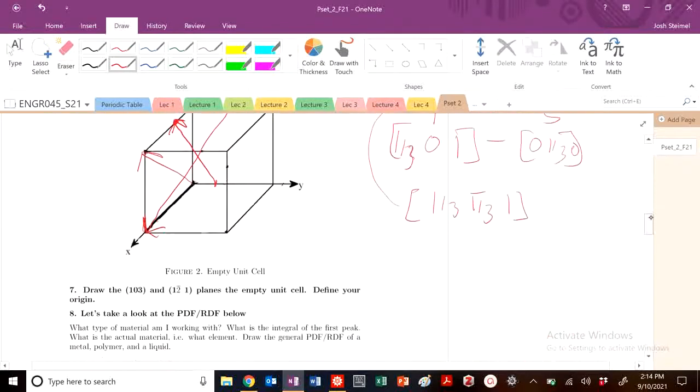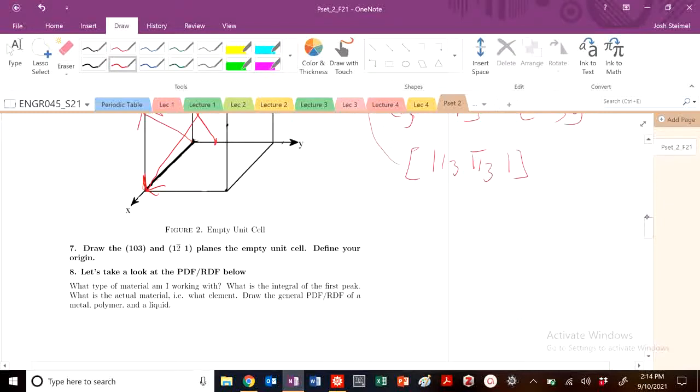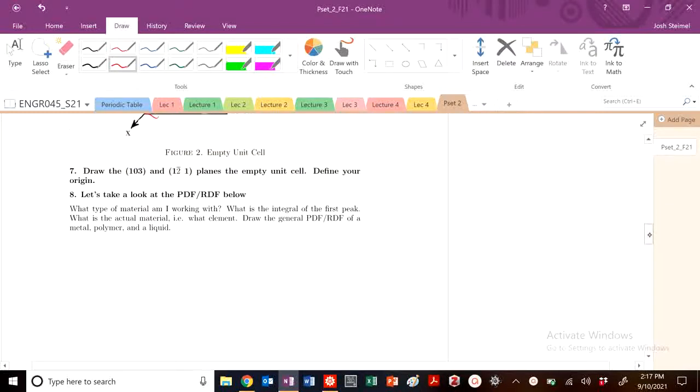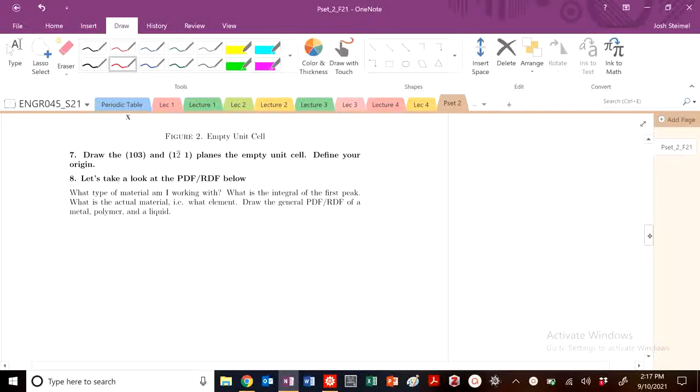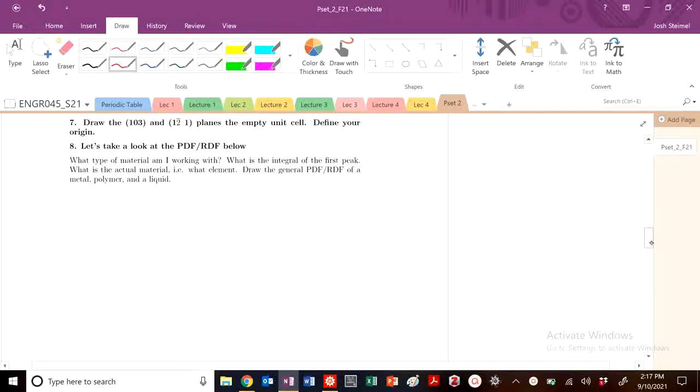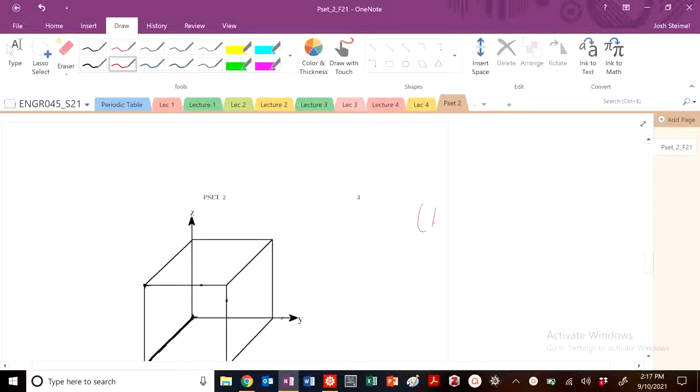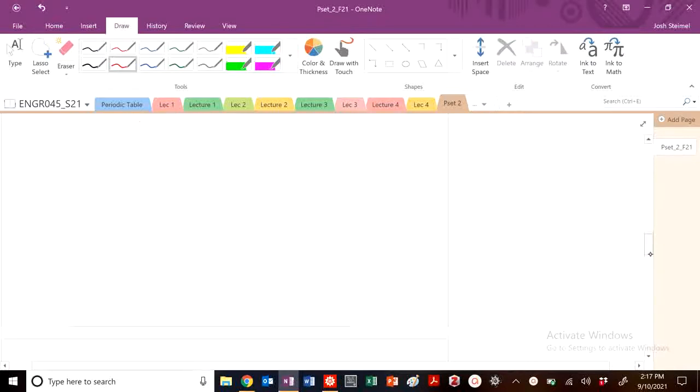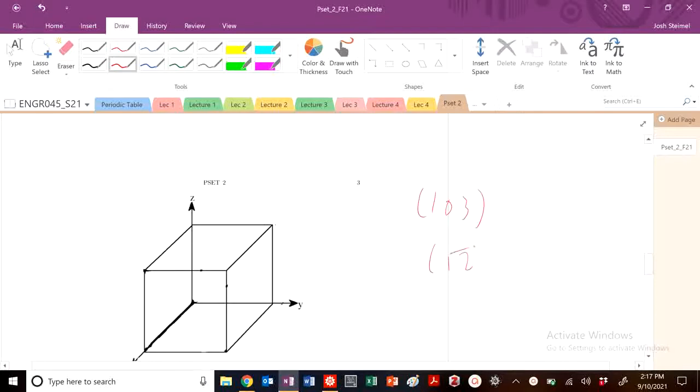So now let's get into our planes. All right, so let's draw the planes in the empty unit cell below. So I've got 103 and 1, 2 minus 1. So 103, and then let's also draw the 1, 2 hat 1. So let's draw this 103 first.